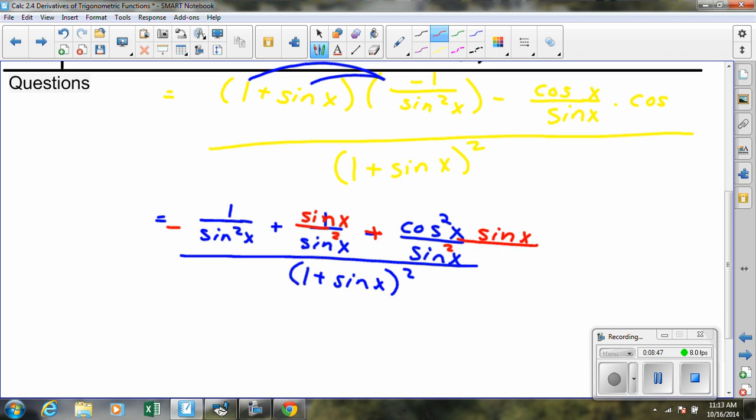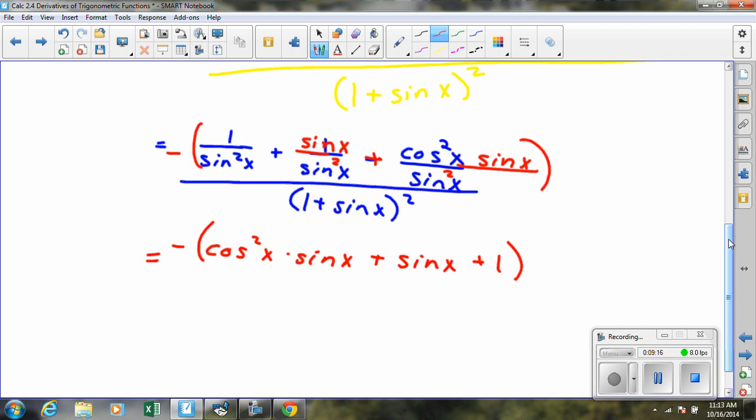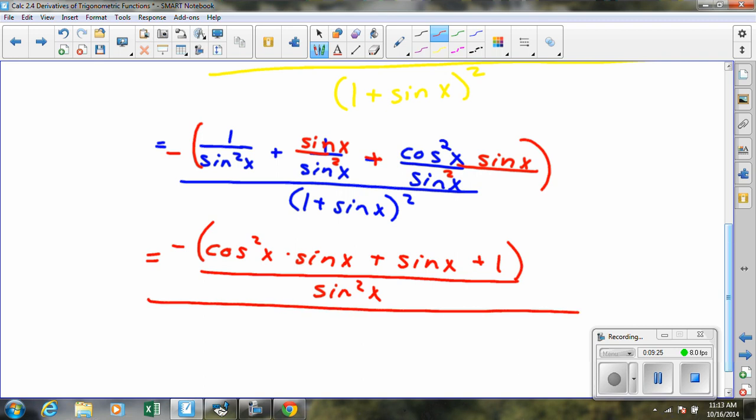And combining them this way would allow us to simplify this by saying we have cosine squared x times sine of x plus the sine of x plus 1. And that's the whole thing, because we had that whole piece when we factored out the negative. But this is all over sine squared x, all over 1 plus sine of x quantity squared.